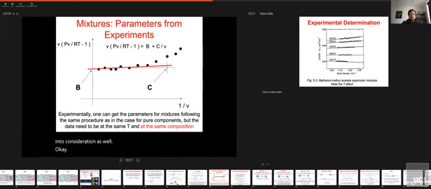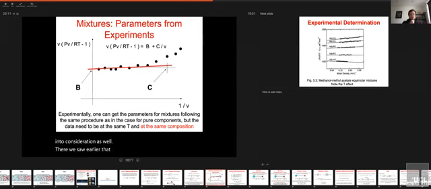We saw earlier that we can extract the experimental virial coefficients from experimental data. If you want to do this process for mixtures, you will obtain the second and the third virial coefficients for the mixtures, but keep in mind that the data need to be at the same temperature, and they also need to be at the same composition, because the parameters, the B and the C, do depend on temperature and they do depend on the composition.